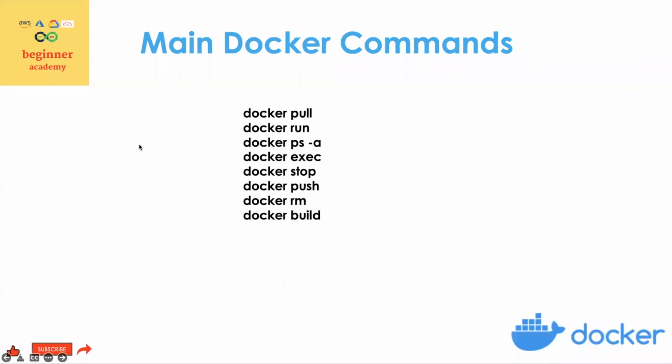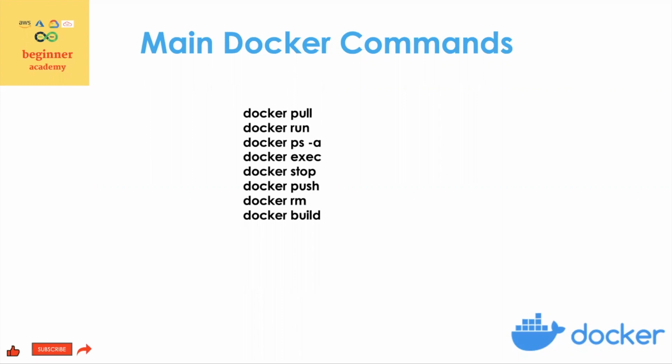Okay, so these are the main commands we use in Docker. First, Docker pull. Docker pull is used in order to pull a particular image from a repository. A repository can be public or private. For training purposes, we use a public repository called Docker Hub. Docker Hub is nothing but a place where we store all our images. From there, you download the image, and the next command is Docker run.